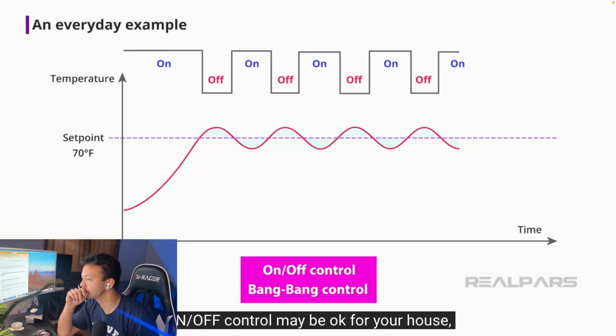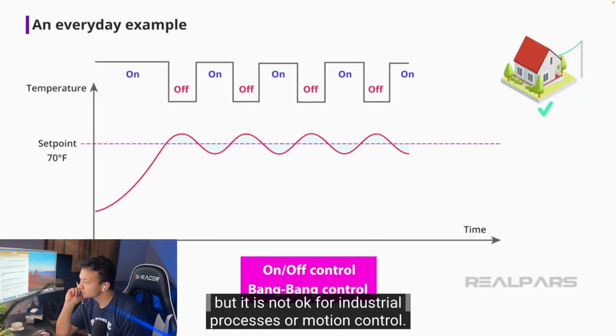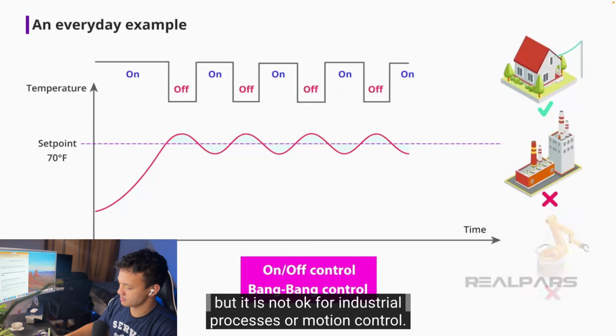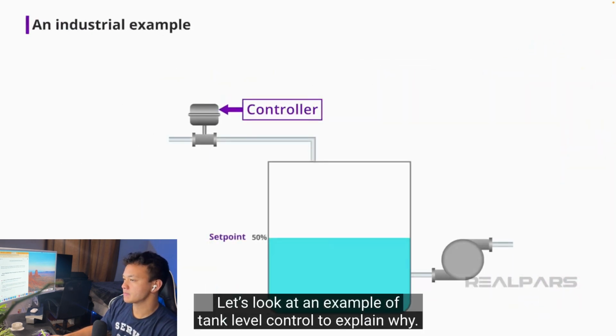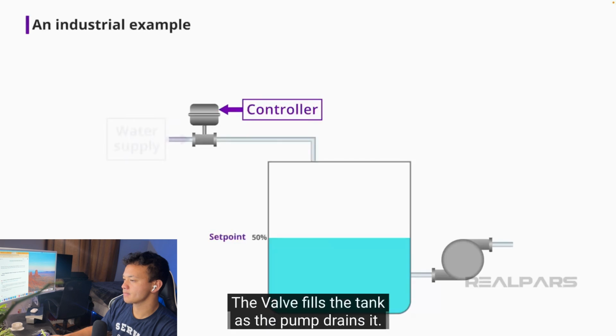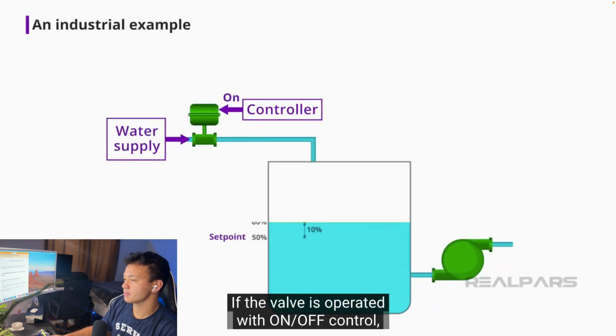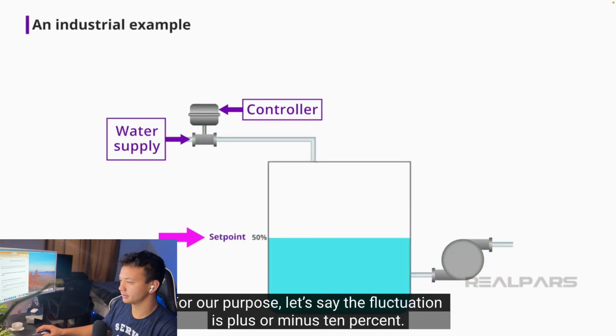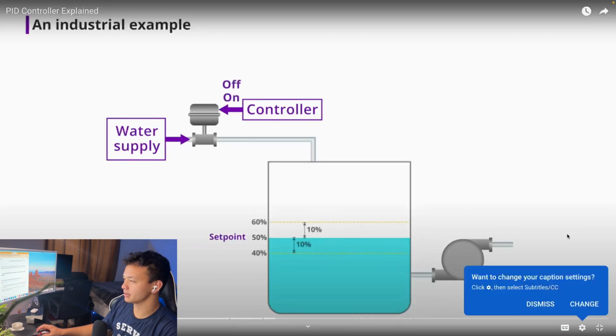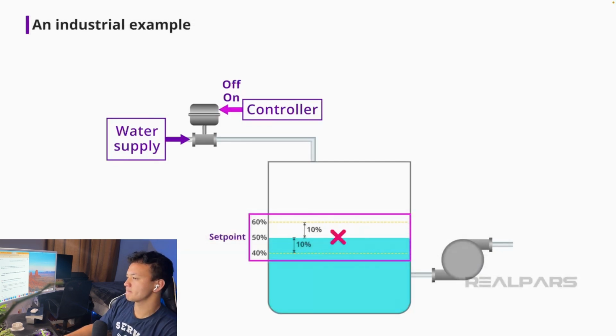On-off control may be okay for your house, but it is not okay for industrial processes or motion control. Let's look at an example of tank level control to explain why. The valve fills the tank as the pump drains it. If the valve is operated with on-off control, the water will fluctuate around the 50% set point. Yeah, makes sense. For our purpose, let's say the fluctuation is plus or minus 10%. In most industrial applications, this fluctuation around the set point is not acceptable.